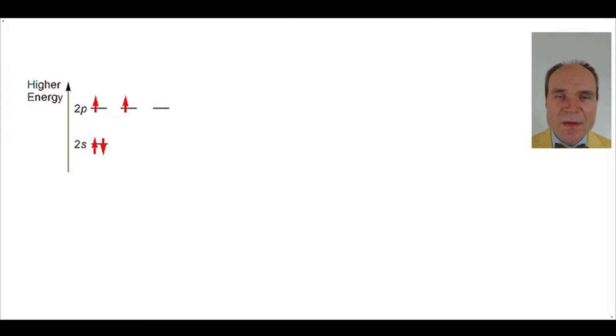In hybridization, we think about combining an s orbital with a p orbital and a p orbital and a p orbital to make either sp3, sp2, or sp hybridized orbitals depending on the combination. Now let's go back and think about the conventional carbon atom. Where do those electrons go?